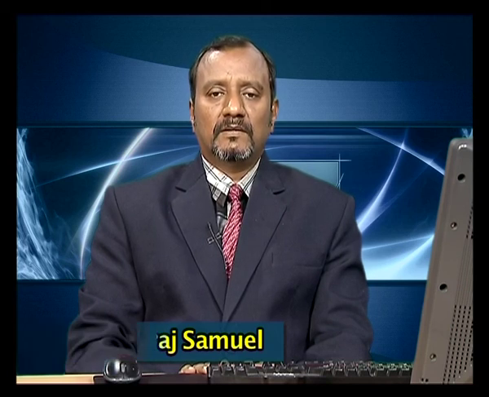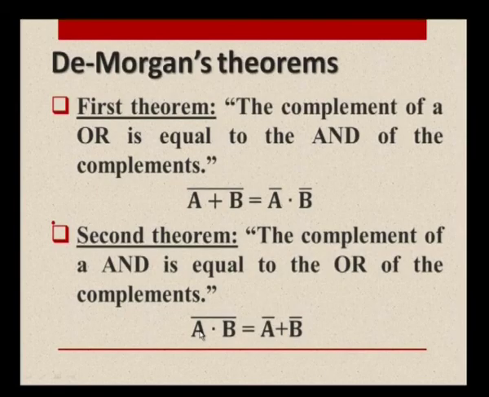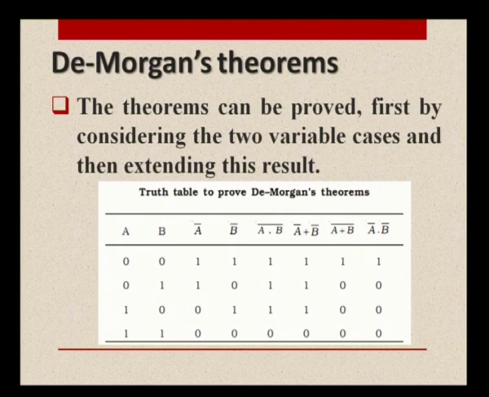What do we need to learn the theorems for? Ultimately, we should be able to design logical circuits with the gates for any given logic expression. That is the core idea of the concepts of Boolean algebra. Let us learn further about De Morgan's theorem. The theorem can be proved by considering the two variable cases and then extending the result. I will take up the proof for De Morgan's theorems after a short break.